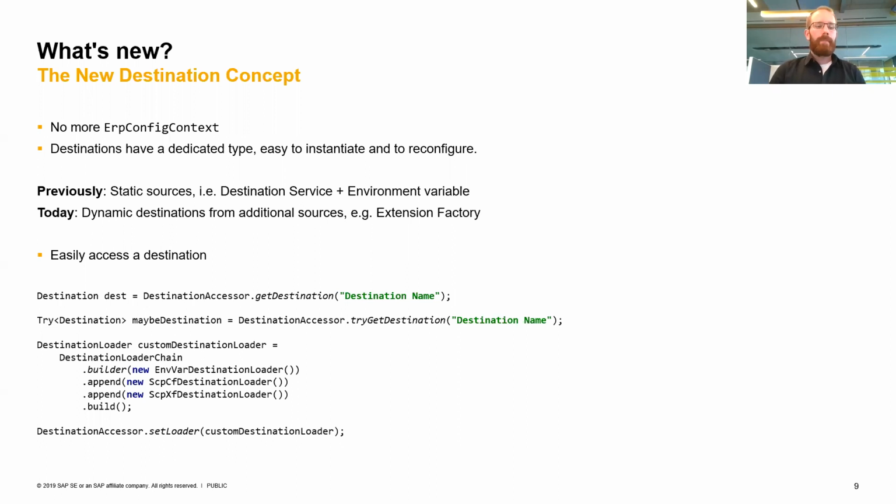Also, as I mentioned earlier, in the past you had static sources for your destinations. For example, on Cloud Foundry, you had the destination service, or you used the environment variable, but everything was rather fixed.